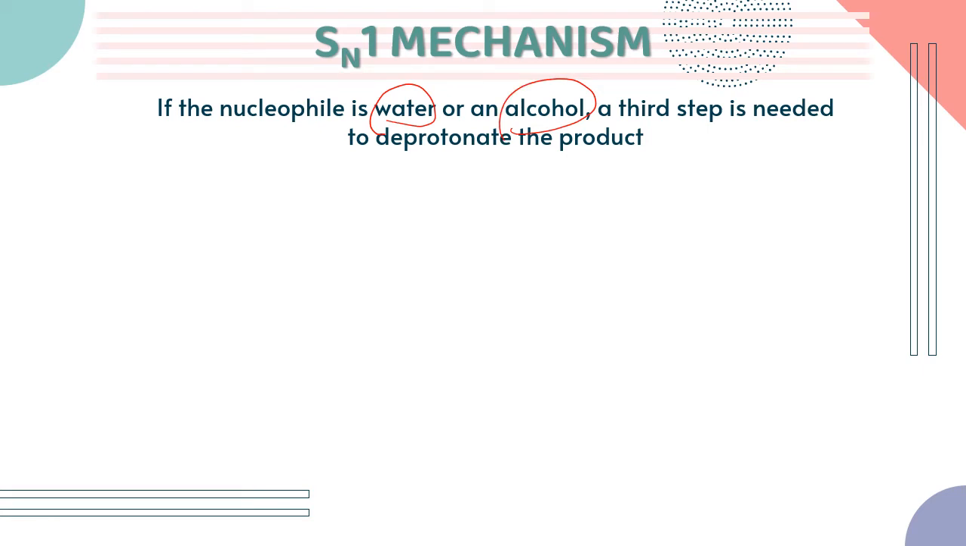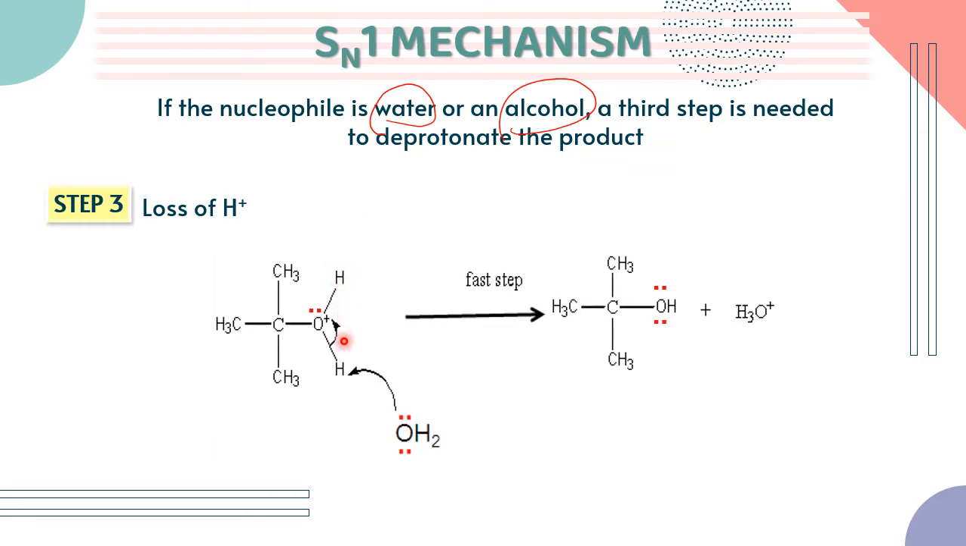Okay, a third step is needed to deprotonate the product. Okay, maksudnya dekat sini step 3 adalah loss of H+. Macam yang kita dah buat sebelum ni. Okay, jadi oxygen hydrogen bond akan break. The 2 electrons will go to oxygen. Okay, yang mana oxygen dekat sini akan dapat balik dia punya lone pair. So, 2 lone pairs. Okay, jadi H akan jadi apa? H+. So, mesti ada something else yang kena ambil H.